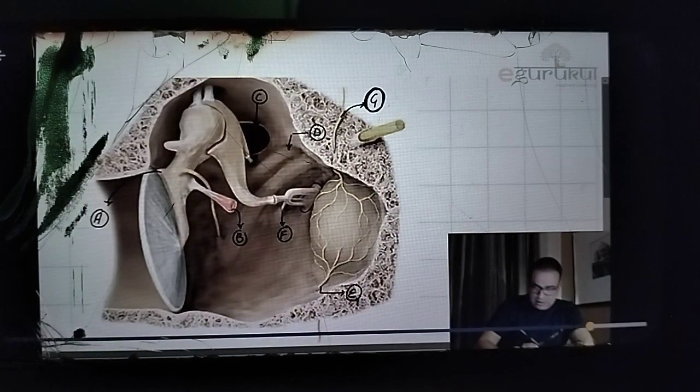The process over there is the lateral process of the malleus. That is the lateral process of malleus.